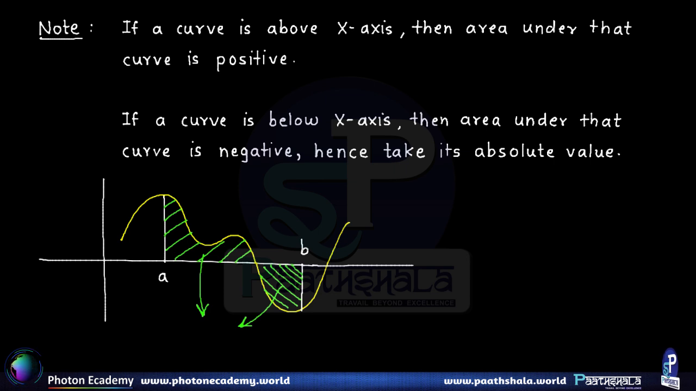See, if we don't do this, then what happens is the positive and negative areas will have a net effect, and the total area will be less than the required area.